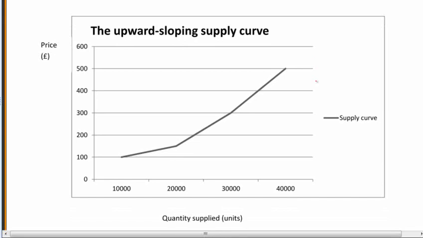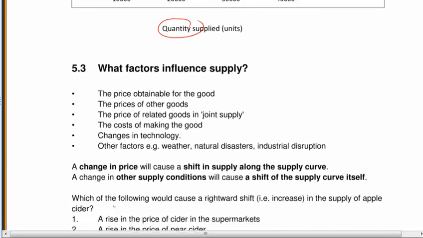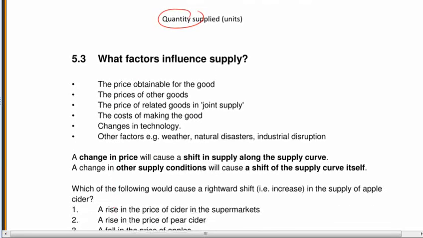Yeah? So again, we have price on the vertical axis, we have quantity on the horizontal axis, but we expect an upward sloping supply curve as opposed to the downward sloping demand curve. Now, what factors influence supply? Well, again, obviously the price of this good, but what about other things?